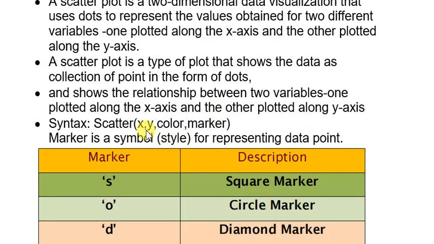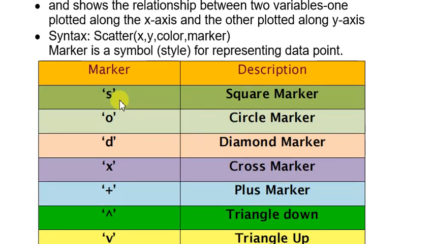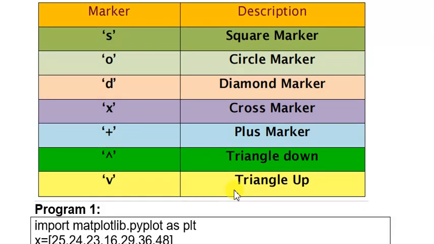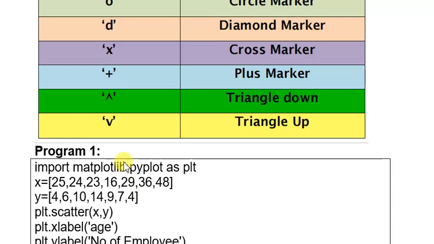Syntax: scatter x, y and color, marker. Marker is a symbol style for representing the data points. S, square marker. O, circle marker. D, diamond marker. X, cross marker. Plus marker. Cap, triangle down and triangle up. V is the triangle up.